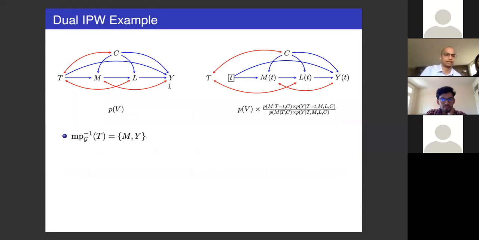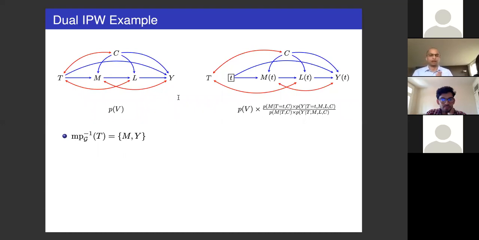On the left-hand side, I have the same graph, and this is just the observed data distribution. It turns out that the inverse Markov pillow of T here is just M and Y, because these are the things that are not in the district of T. However, T is in the Markov pillow of M due to this directed edge, and T is also in the Markov pillow of Y due to this directed edge from T to Y.